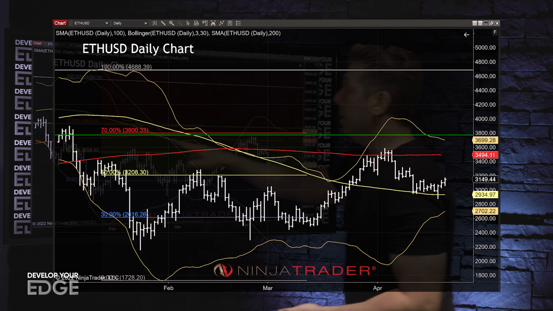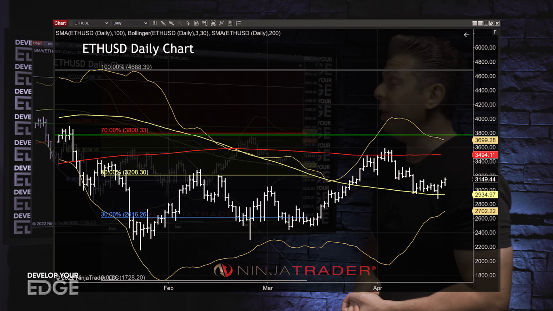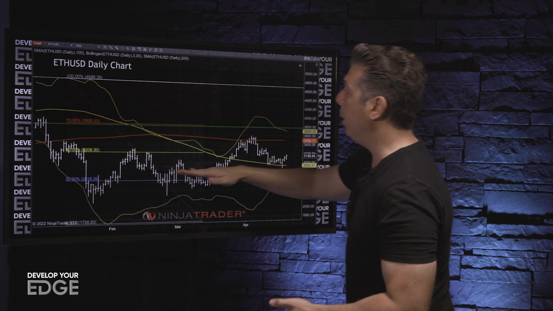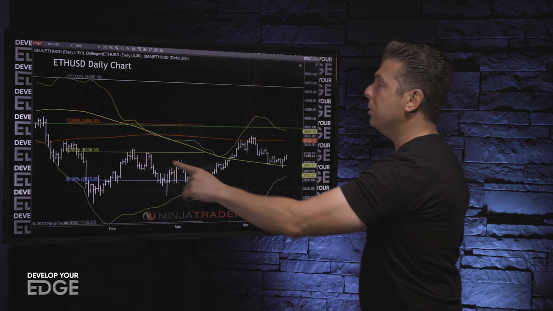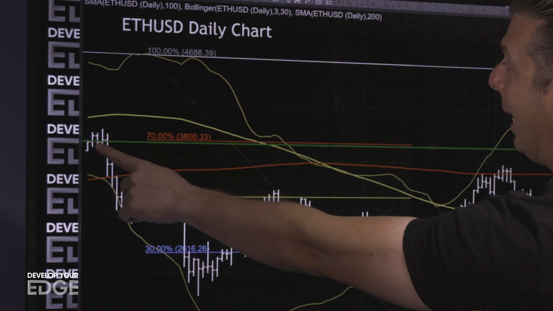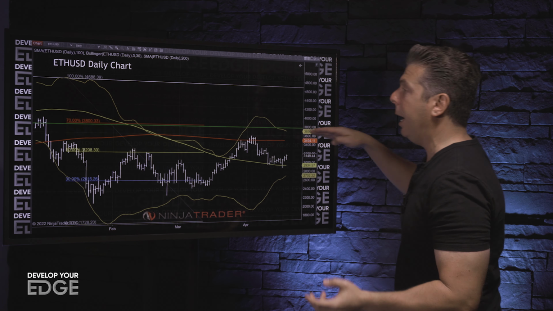The yellow moving average is the 100-day simple moving average. The red moving average is the 200-day simple moving average. I also don't have that middle Bollinger Band like I normally do, just those two moving averages. But I also drew a line from the beginning of the year in ETH where we opened the year, and that's just that green line right there.